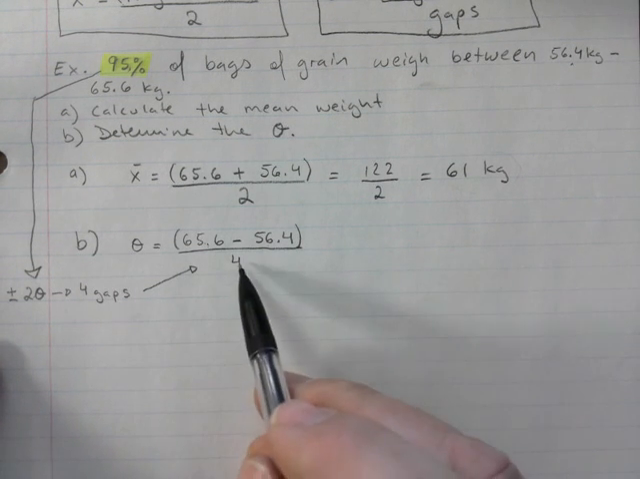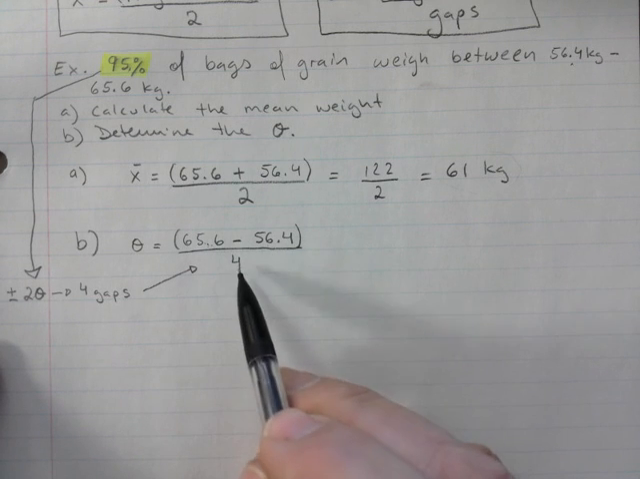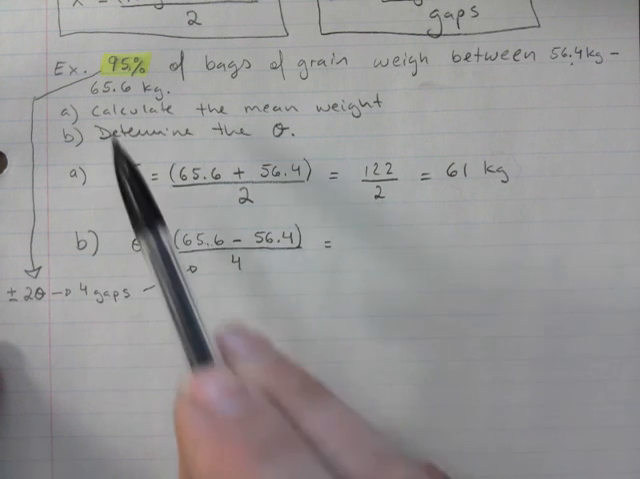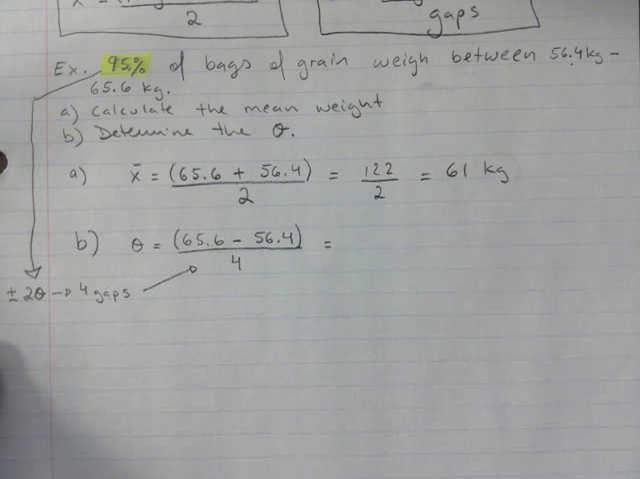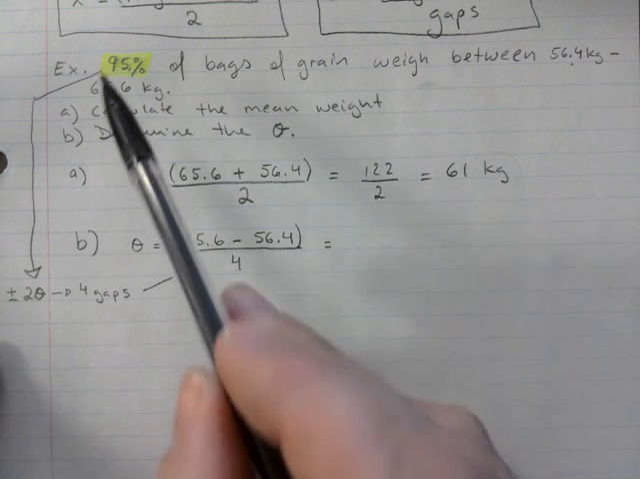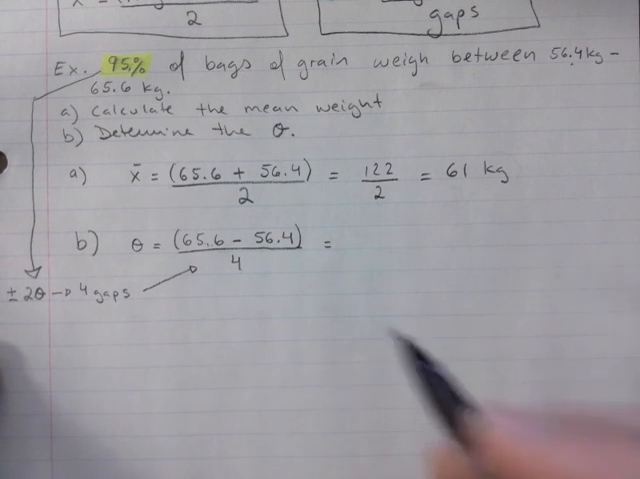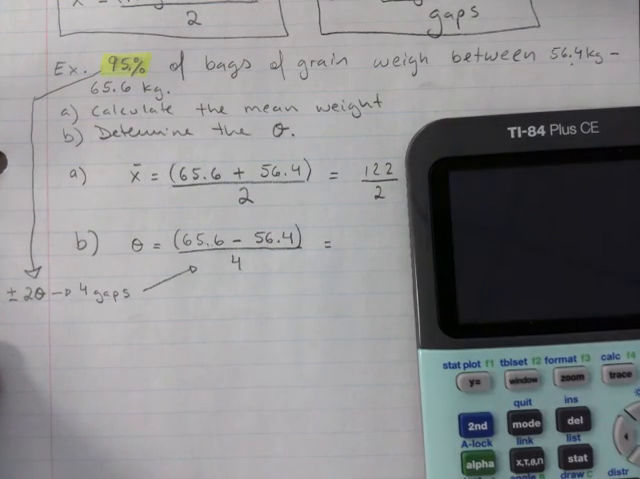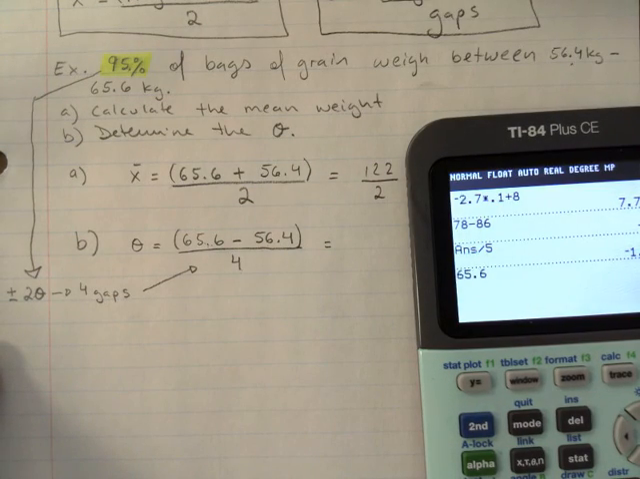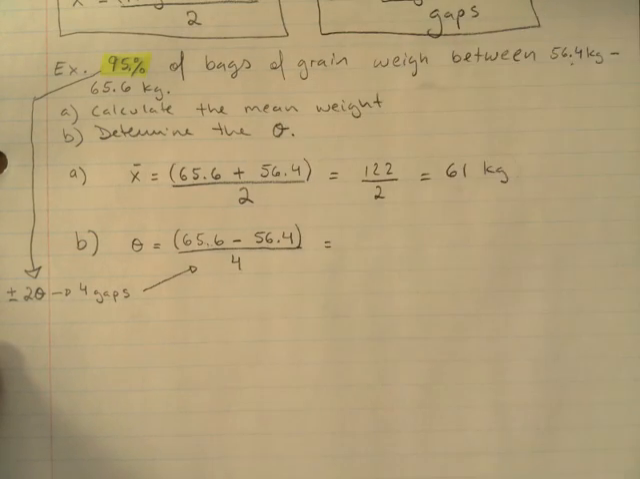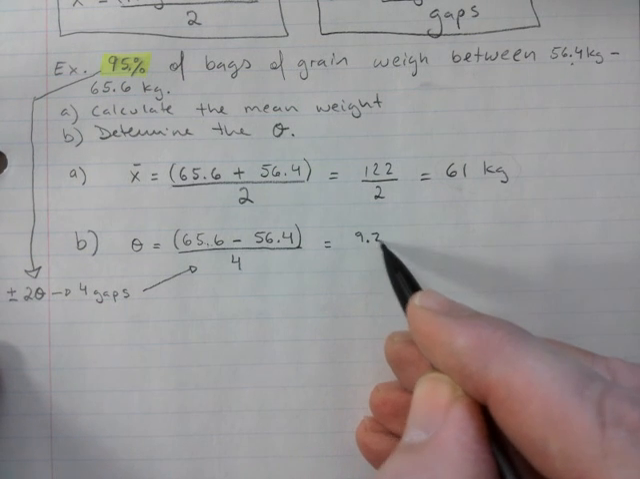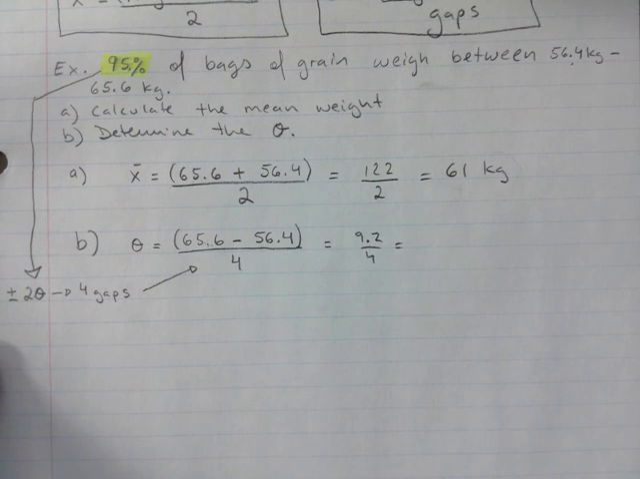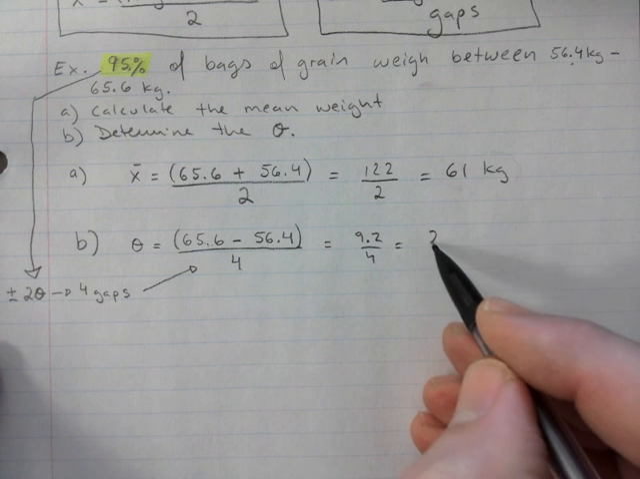Okay, so the difference between these two divided by the number of gaps, which I've determined is 4, based on that 95%, right? So it will be very specific. I won't just give random percentages. You should recognize that percentage. And so when you subtract them, let me see here, that is 9.2 divided by 4. That's 2.3 kilograms.